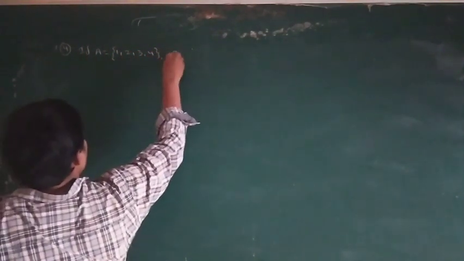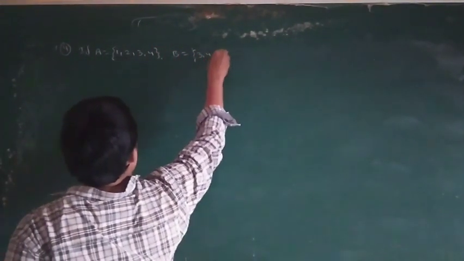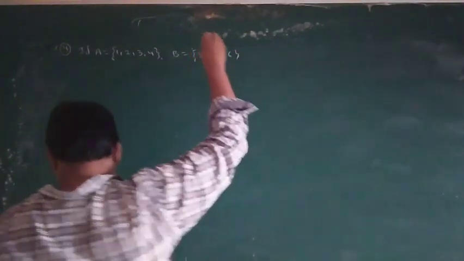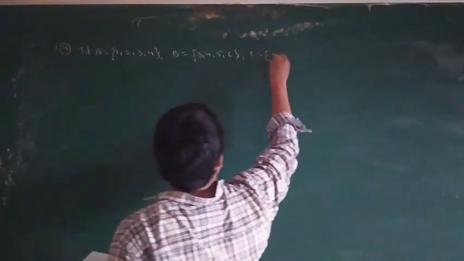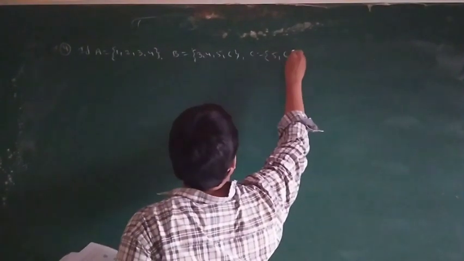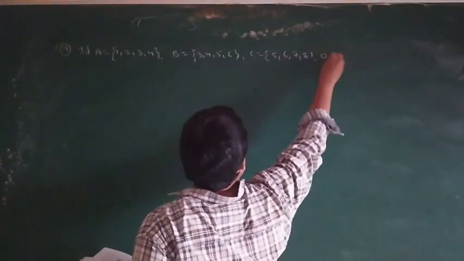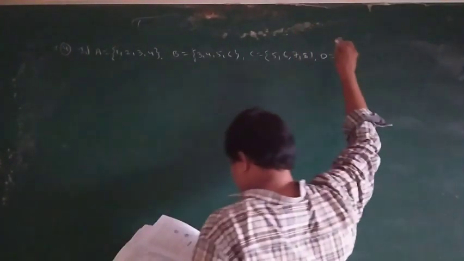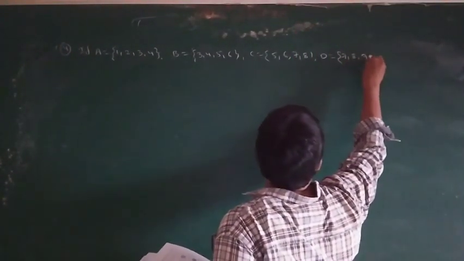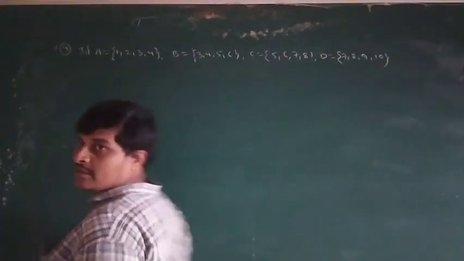If A is equal to 1 2 3 4, B is equal to 3 4 5 6, C is equal to 5 6 7 8, and D is equal to 7 8 9 10. This is the problem. So many bits are there. First, A union B.